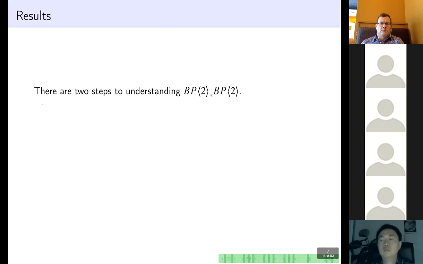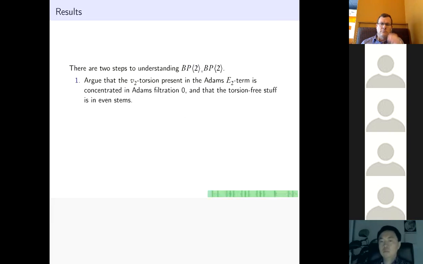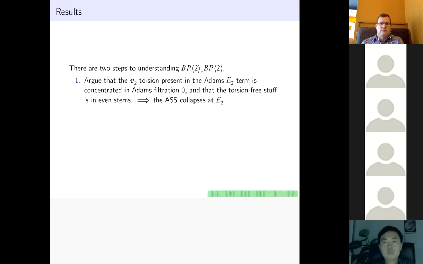So what I'm going to try and show is that the atom's E2 term splits into a bunch of torsion in the atom's filtration 0, so in the 0 line of the atom's spectral sequence, and then everything else you get is going to be V2 torsion free and is going to reside in even degrees. And once you can show that, then you're going to get that the atom spectral sequence collapses at the E2 term. Okay. All right, so that's the first step.